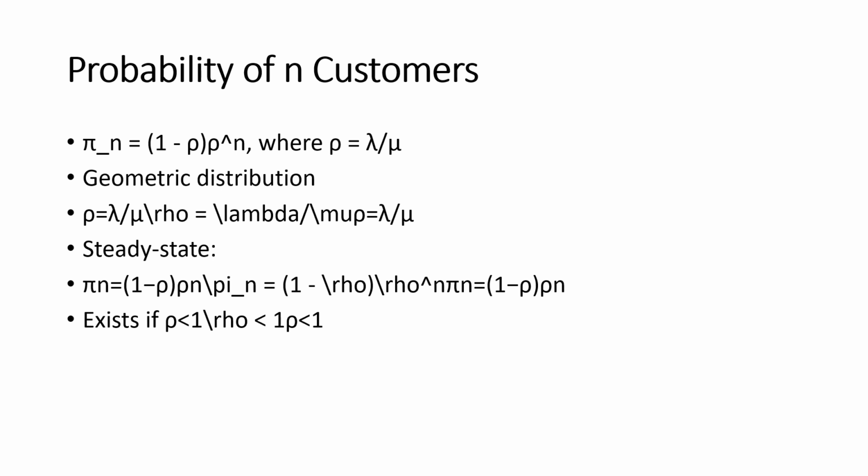The probability of n customers, pi_n, is equal to (1 minus rho) times rho to the power n, where rho is equal to lambda by mu. Here we are considering the geometric distribution. In steady state, pi_n is equal to (1 minus rho) rho^n. This exists for rho less than 1, which is the range for the probability of n customers.